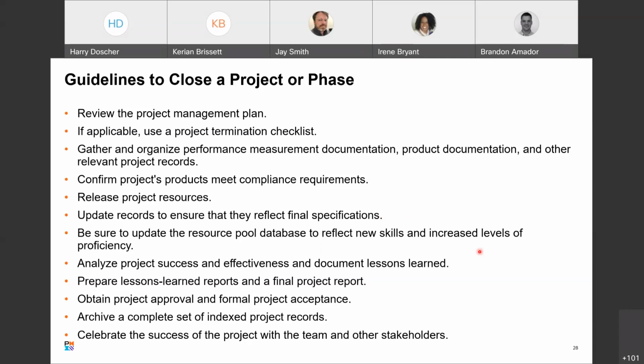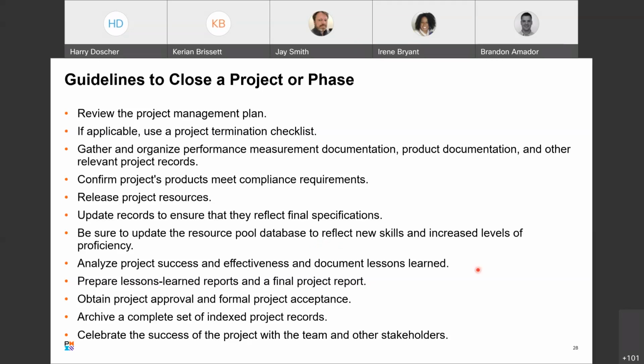Make sure to update the resource pool database, and this, we're talking people here, to reflect new skills and increased levels of proficiency. I know at AT&T we have people update on their own what their proficiency is and any of the new skills that they've acquired. But in some organizations, they will have the project manager make sure that this occurs, whether the PM does it himself or herself, or whether they make sure that the individuals involved upgrade their skills and proficiency levels.